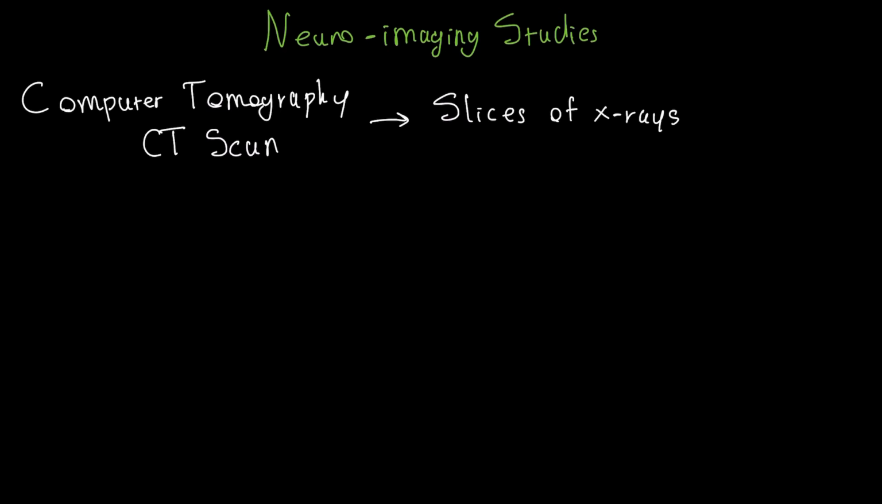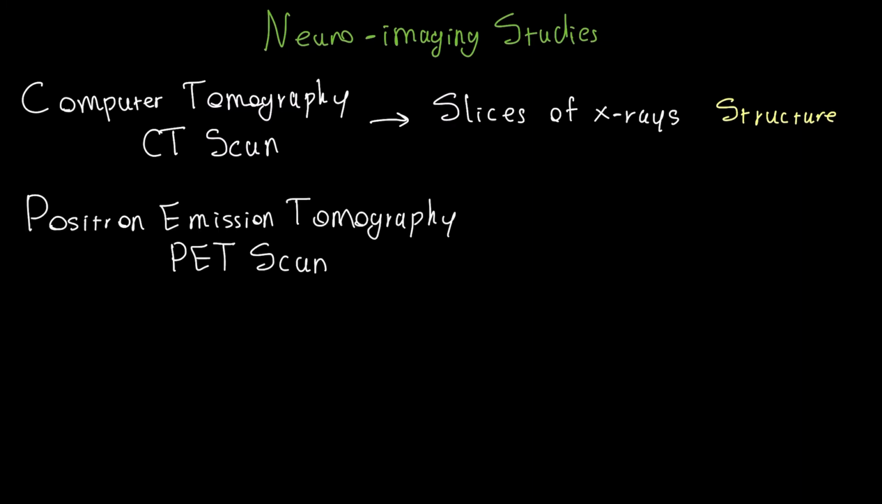Now, in terms of neuroimaging studies, one of them is computer tomography or CT scan. These are going to be x-rays that are taken and they're put together in slices by a computer, and the computer tomography only shows structure of the brain.